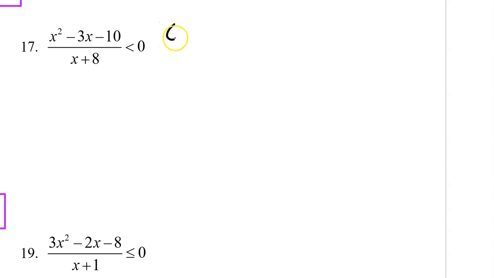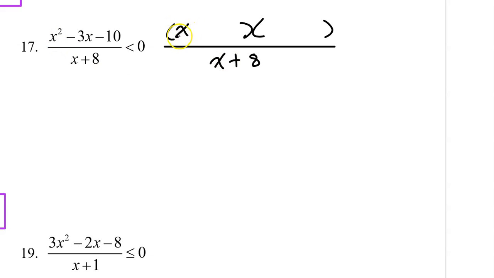We need to factor number 17 before we get started. X squared will only factor as x times x. 10 can either be 2 times 5 or 1 times 10. I'm betting on 2 times 5. Inner plus outer must equal middle. So to get a negative 3, I'm going to need a positive 2 inner and a negative 5 outer.